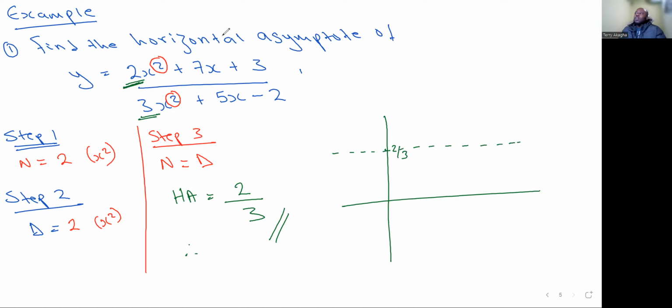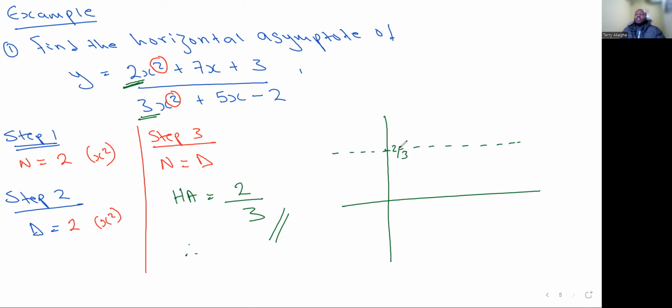When you draw this graph, I'm going to show you how to sketch it very soon. I'm not going to do it here. But when we sketch this graph, we'll find out that the horizontal asymptote is going to be at this point of 2/3. So in this case, remember the first thing, you identify the n.